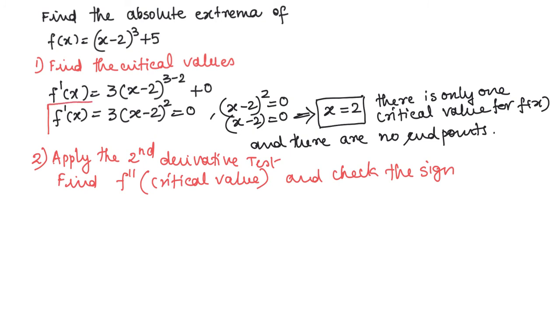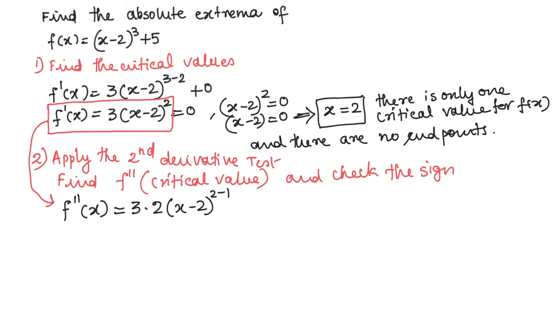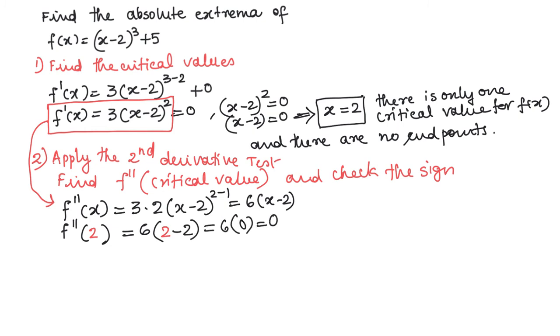Since the first derivative is this one, we can use that to find the second derivative. So I'm going to use the first derivative to find the second derivative. So apply the power rule again. Okay. I'm not solving this f double prime, I'm evaluating the function at 2. So 6 times 2 minus 2, that is 6 times 0, that is 0.